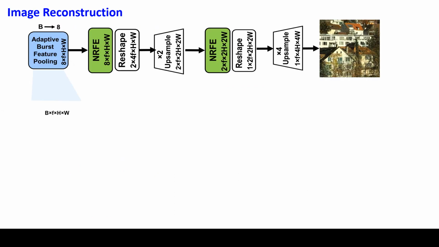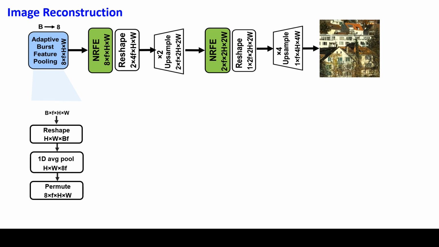Once the burst features are aligned, high-quality image is obtained through the proposed image reconstruction process. Unlike existing approaches, to operate on bursts of arbitrary sizes, we propose an adaptive burst feature pooling mechanism that returns the constant burst size features. As shown, the burst features are concatenated along channel dimension followed by 1D average pooling operation which adaptively pools out the burst features as per the requirement.